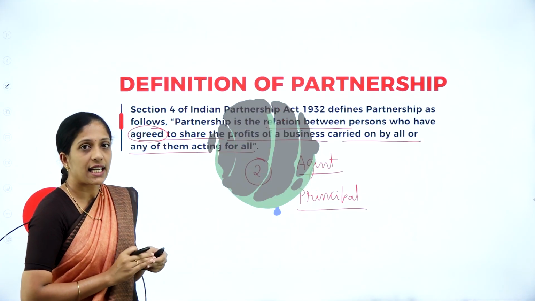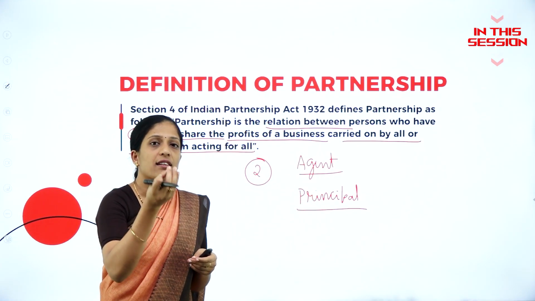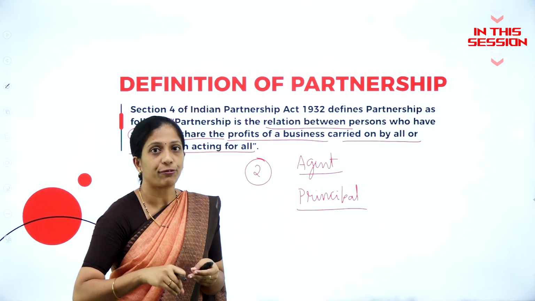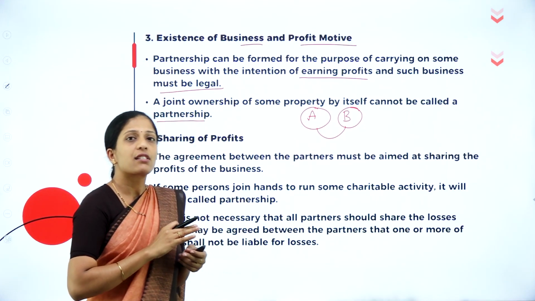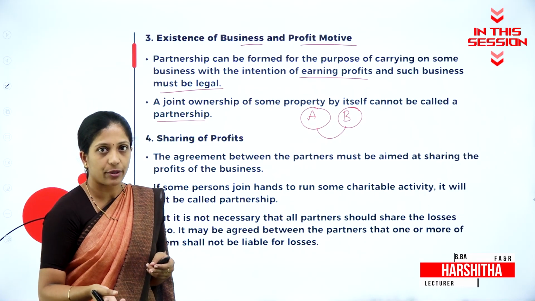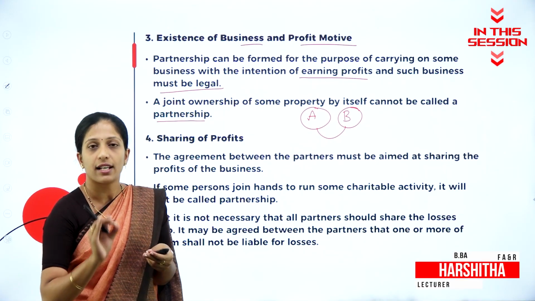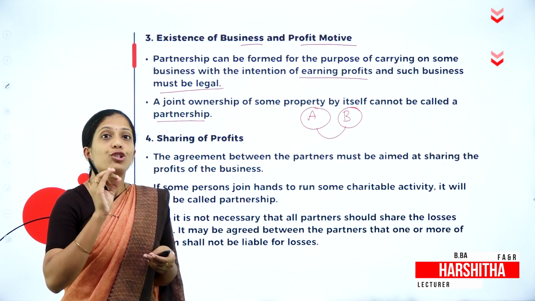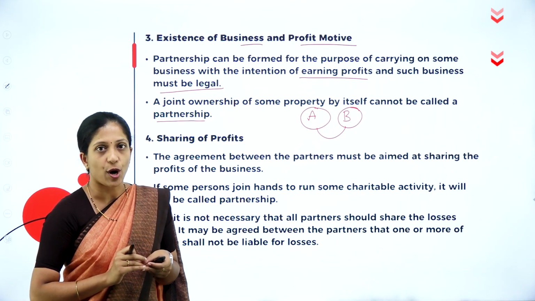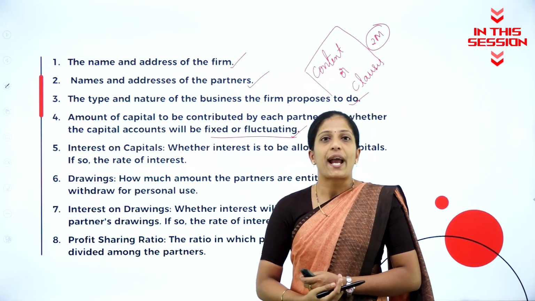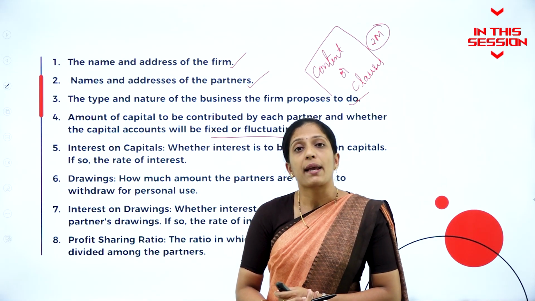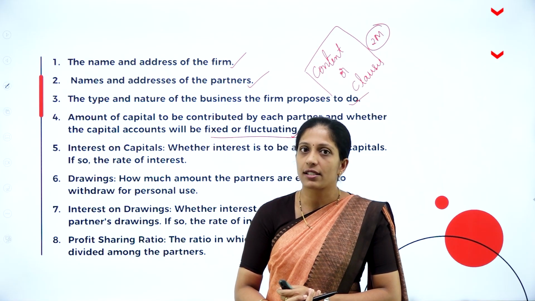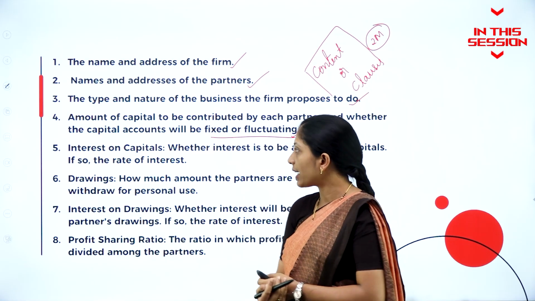So when he acts as an agent, suppose the other partners take a decision and he follows the decision, he acts as an agent. If the property is not used for the business activity, then it is not called a partnership firm. So they are the joint owners of that particular property. What is the amount of capital contributed by each and every partner, and what type of account are we maintaining, whether fixed capital method or fluctuating capital method.